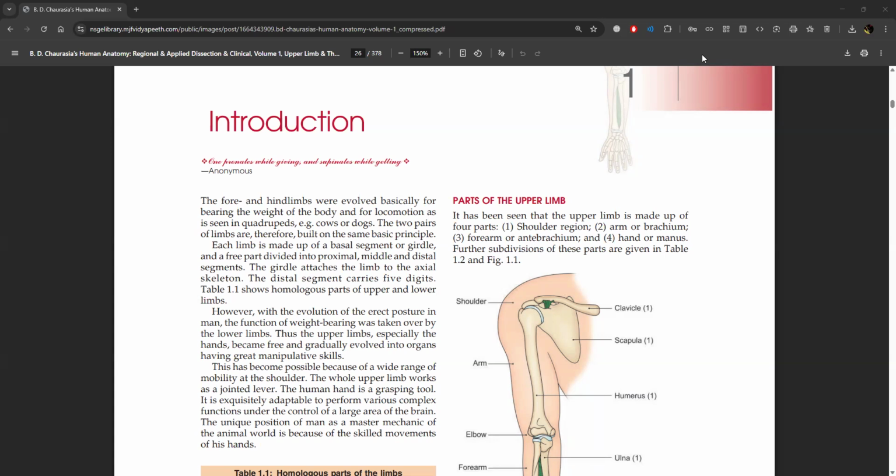Today I'm going to start with the audio chapters of human anatomy, and I'll be taking up volume 1, upper limb and thorax. And of course, we are going to start with chapter 1, introduction.